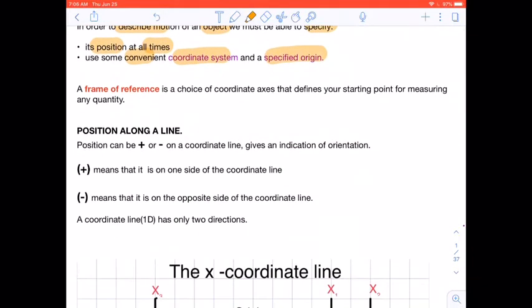Now, frame of reference. What is a frame of reference? A frame of reference is a choice of a coordinate axis that defines the starting point for measuring any quantity. So we have dealt with position along a line.